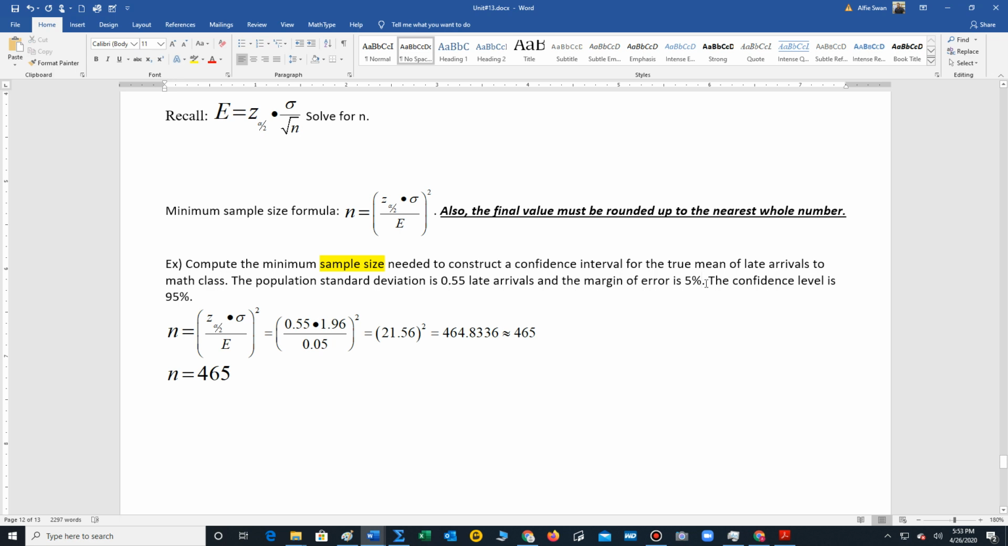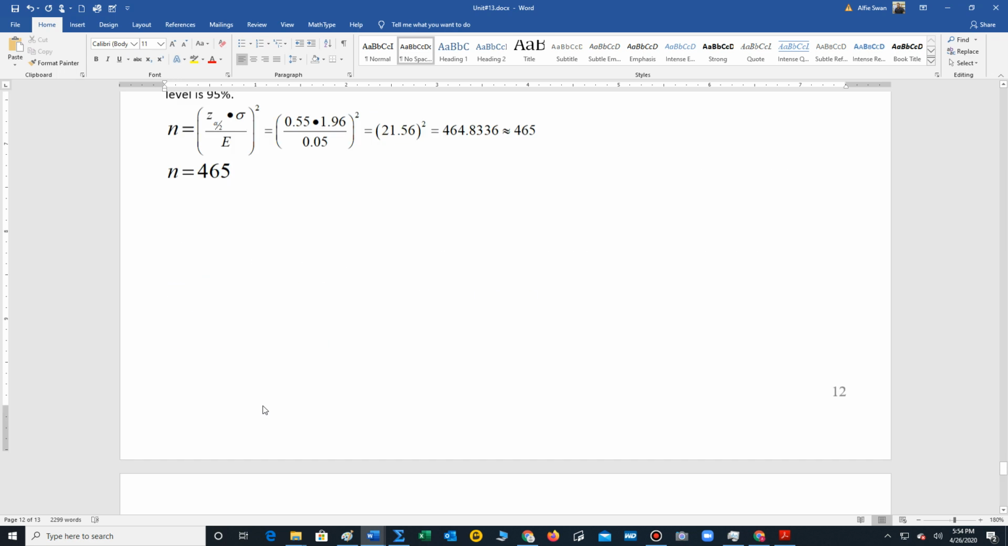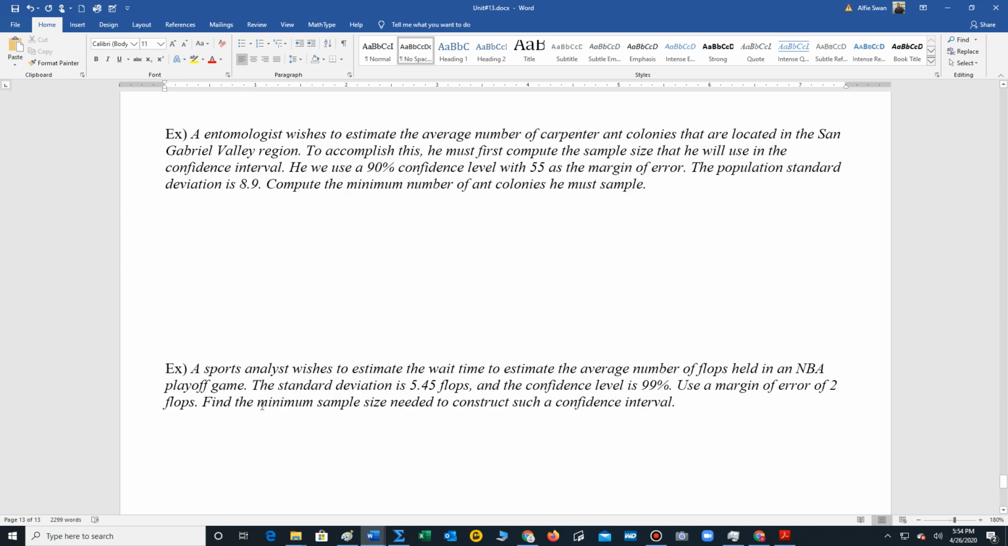That's another way of just writing 0.05. So we're going to divide by 0.05. So we multiply these two numbers in the numerator, divide by 0.05, and then finally square it to get 21.56. The last step is we have to round upwards to 465. So the minimum sample size would be 465.